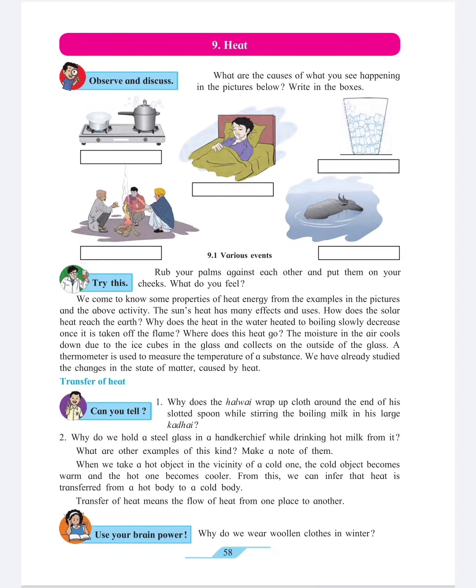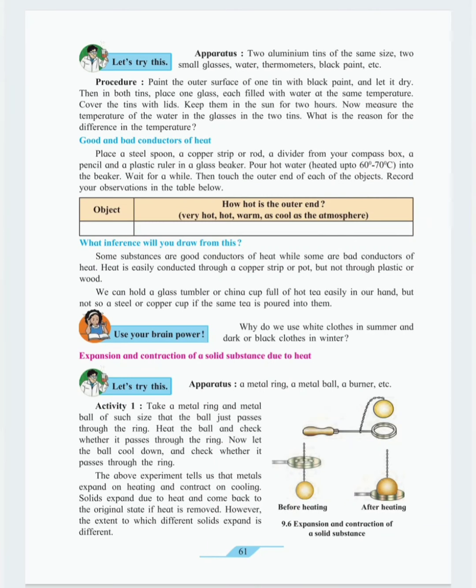Bad conductors are also known as insulators. So the opposite of good conductors is insulators. Insulators are also known as bad conductors of heat. In this lesson we will study about heat. So we are considering bad conductors and good conductors of heat.